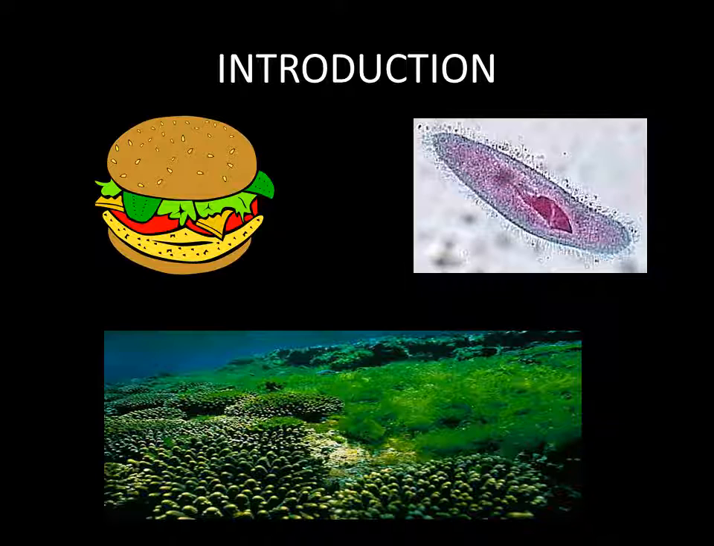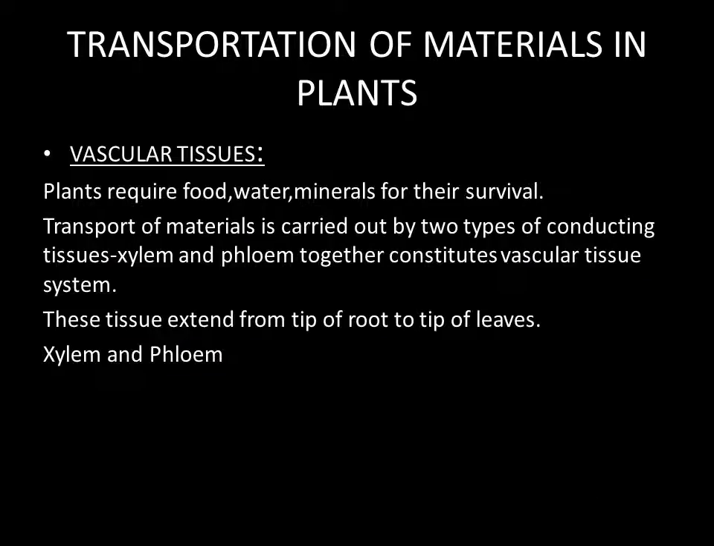So now coming to transport of materials in plants. Transport of materials in plants. So first we have to know what vascular tissues are. Plants are living organisms like animals, and they also require food, water and minerals for their survival, right?